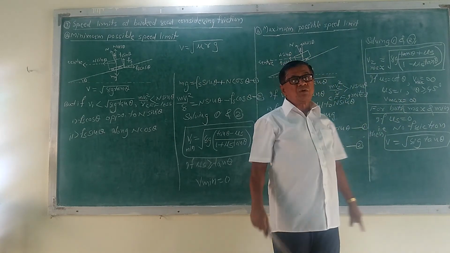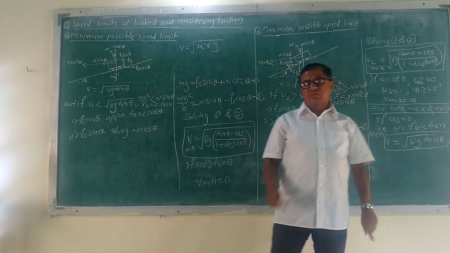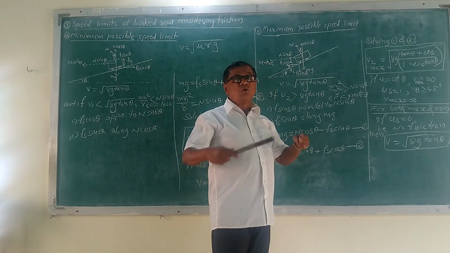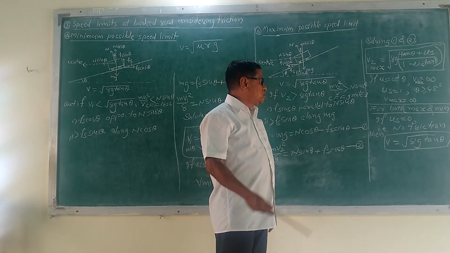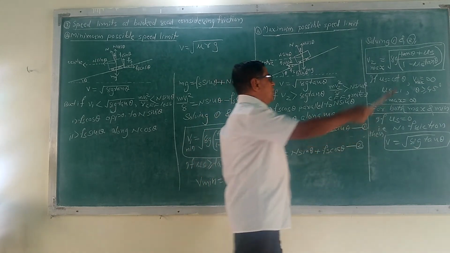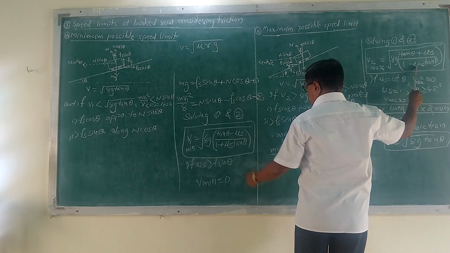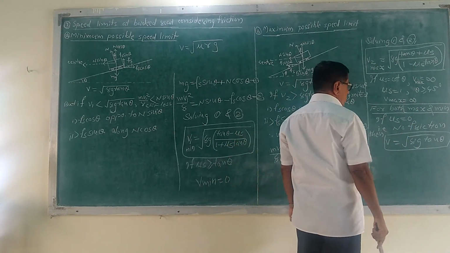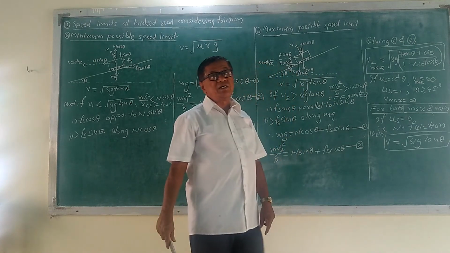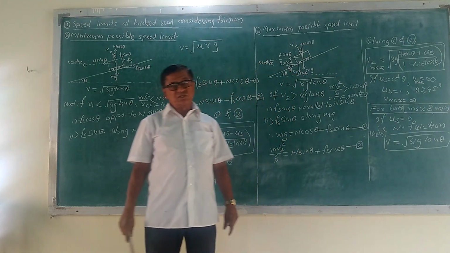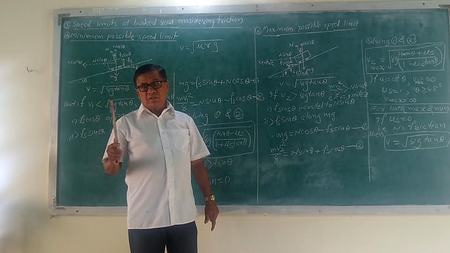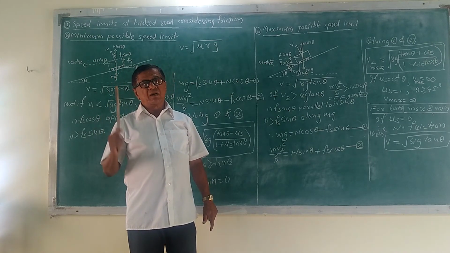Now for both the maximum and minimum, if mu s is equal to 0, that is, if there is no friction, we get the original equation: v is equal to square root of r g tan theta. These are the 4 derivations for the motion of the vehicle along the turn.